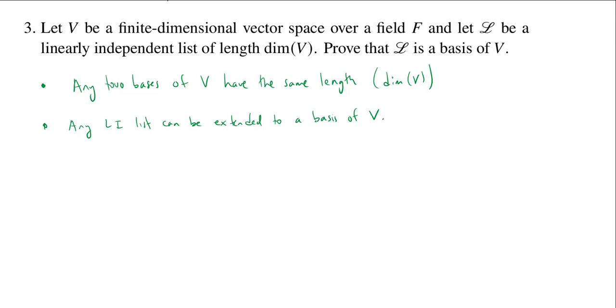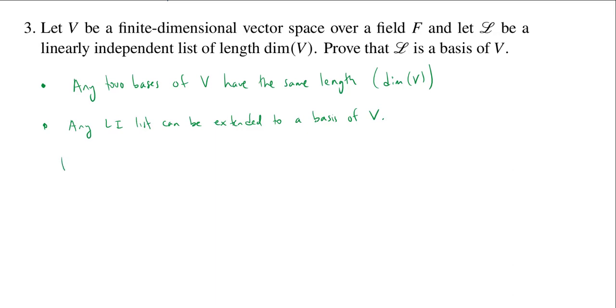Now here's the argument. I have a linearly independent list, so I can extend it. How long is it going to be? If it's going to be a basis, then it has to have length dim of V. But my list already has length dim of V, and so I must already have a basis.